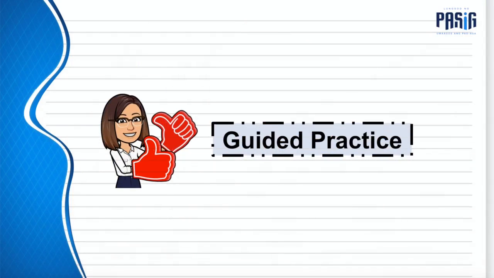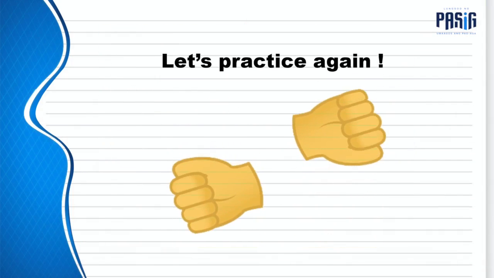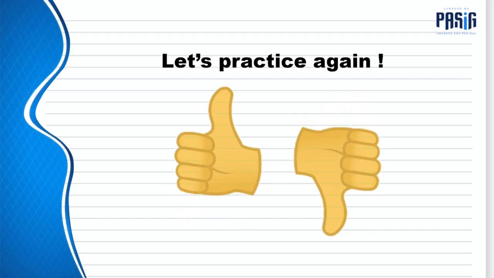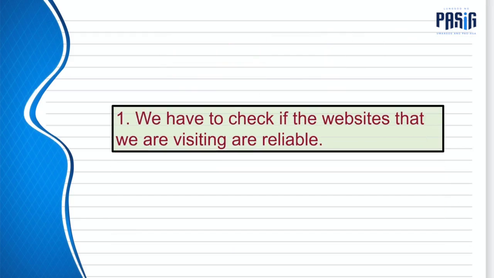For us to fully understand this lesson, let's have this activity as a practice. Make a thumbs up if you think that the statement is correct, and make a thumbs down if it is incorrect. 1. We have to check if the websites that we are visiting are reliable.